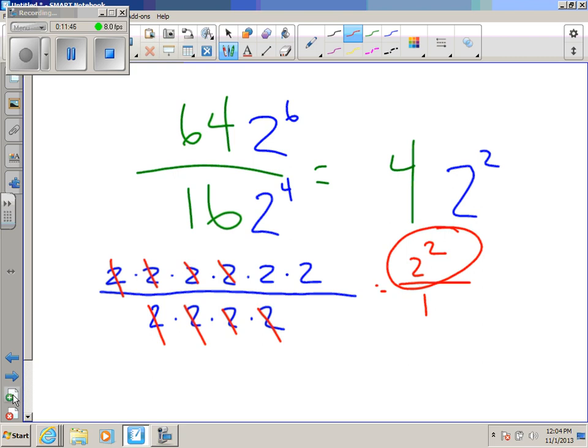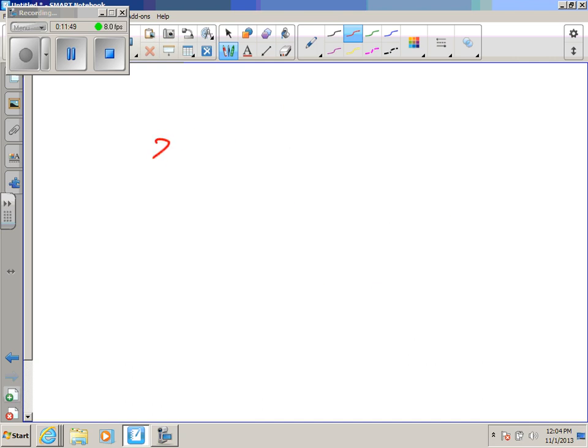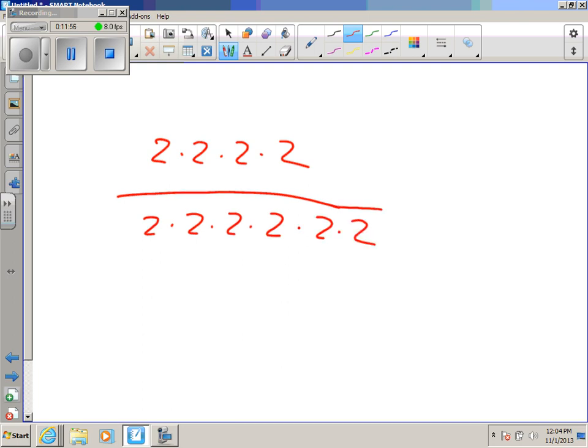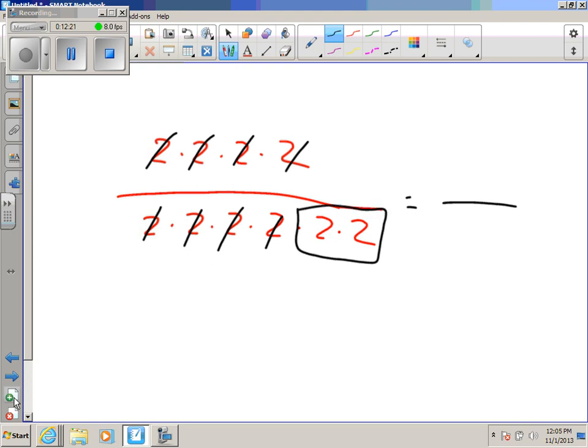Let me show you the opposite. If we had it reversed, and I went through and started canceling out, I would still have 2 squared, but my 2 squared would be on the bottom. How would I write that to make sure that the 2 squared stayed on the bottom? Because that's where I have more 2's.